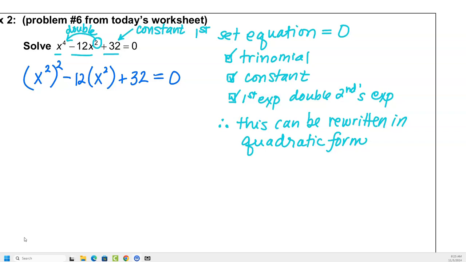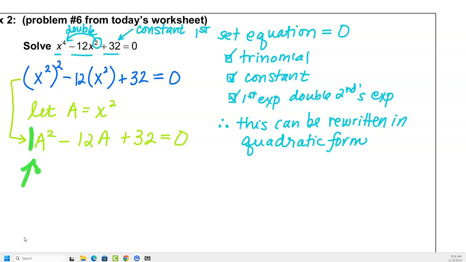Okay, so then we have here, let's let a be equal to the x squared. So this becomes a squared minus 12a plus 32 equal to 0. Now, this has a leading 1 here, doesn't it? A leading 1 in this location. Are you guys okay with that?